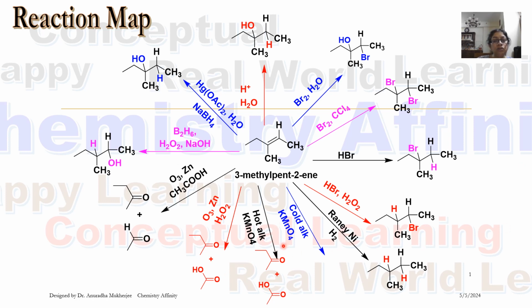But if we use cold alkaline KMnO4, cis hydroxylation takes place. That means OH attacks across the double bond at the cis position, so we are getting vicinal alcohol.